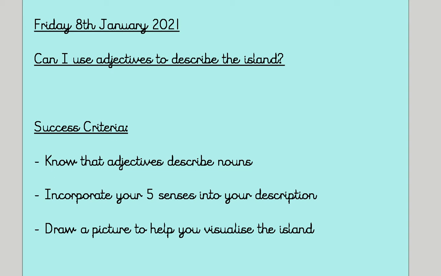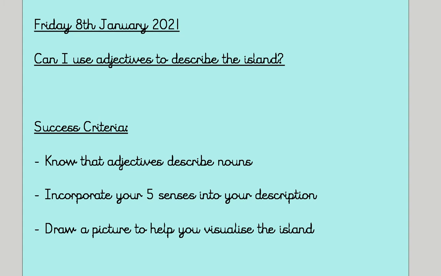Hopefully you'll find this one really exciting because you're going to be imagining what an island is going to look like. So you're going to answer the question, can I use adjectives to describe the island? To do this successfully, you need to know that adjectives describe nouns, incorporate your 5 senses into your description, and draw a picture to help you visualize the island if you'd like.